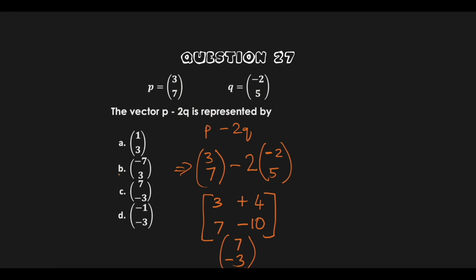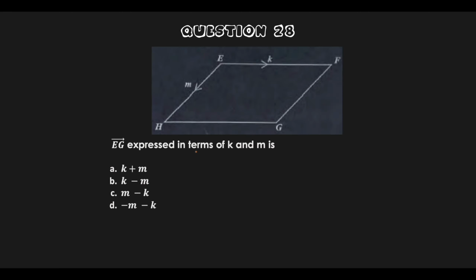Therefore, the answer is this. So we have a parallelogram here, and we want to find E to G. So E to G would go E to F, then F to G. Now if you look at this, since it's a parallelogram, here is k because here is k. If here coming down is m, that means coming down here is also m. So if we're going from E to G, that means we have to go EF plus FG. So E to F, then F to G.